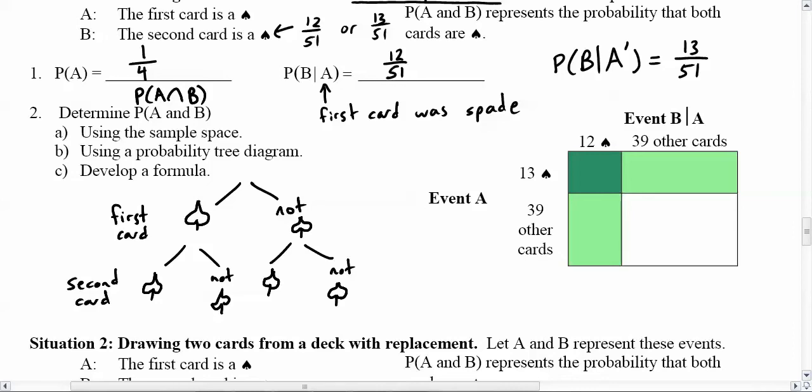And then with your probability tree, what you can do is write the probabilities on each branch. So the chance that the first card was a spade was 1 in 4. And the chance that the first card was not a spade is exactly the opposite, 3 out of 4. Those numbers will add up to 1.